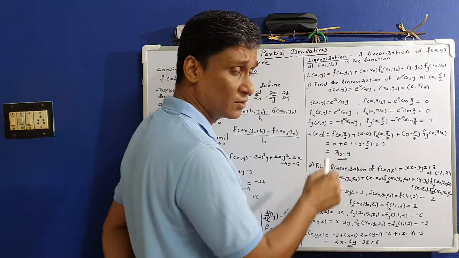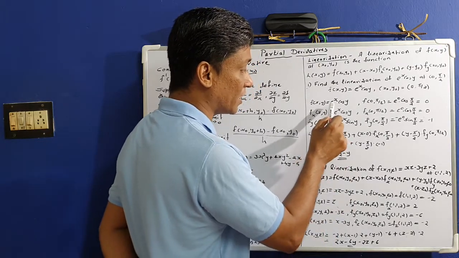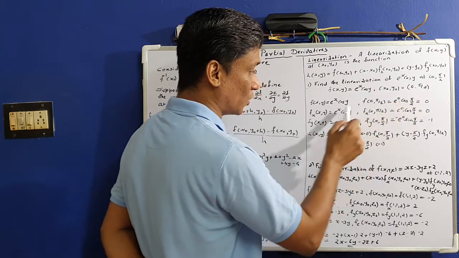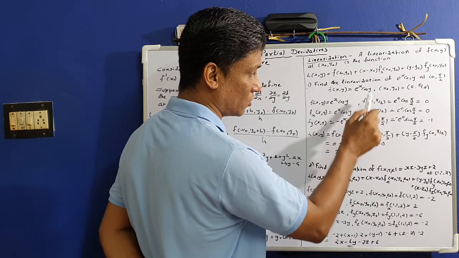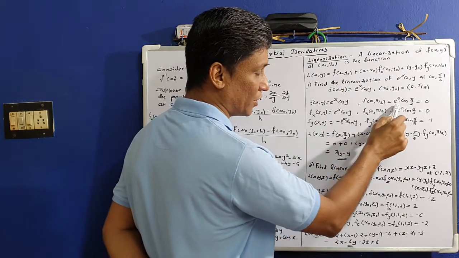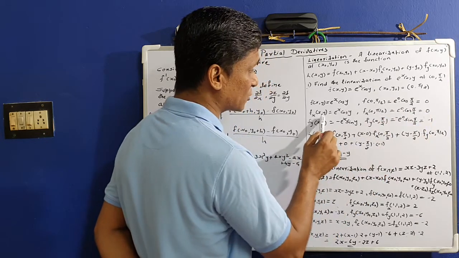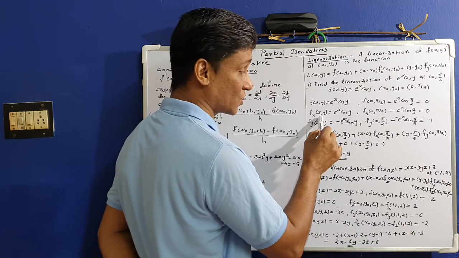So we will find it one by one. We will calculate it one by one. Now f of x,y equal to e raised to x cos y, and (x0, y0) is (0, pi by 2). So f of (x0, y0) is f of (0, pi by 2), which is e raised to 0 cos pi by 2, equal to 0.